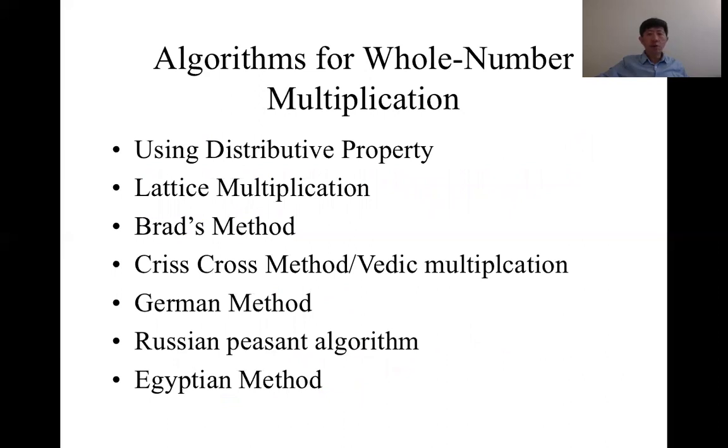Now there are several different methods we can use for the algorithm for whole number multiplication: using the distributive property, lattice multiplication, the brace method, crisscross method or vector multiplication, German method, Russian peasant algorithm, and Egyptian method. I will give you an example for each to explain each method.